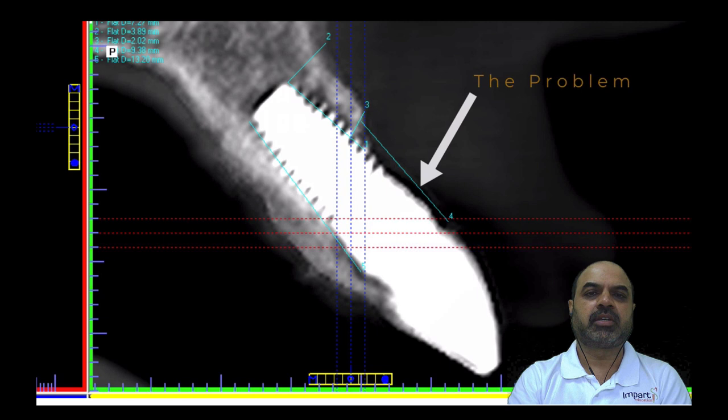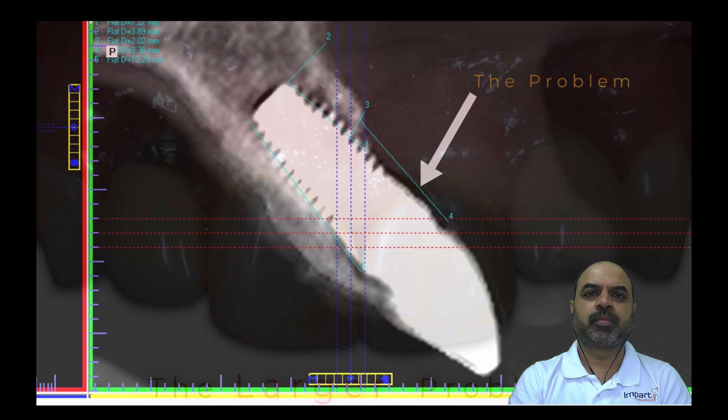Now, how often have we encountered this? We have seen some of our own cases where we have placed implants in the aesthetic zone in the past, and we happen to see the cone beam CT scans of those cases a few years down the line. We are quite alarmed to see almost no labial bone supporting that particular implant. And I think clinicians who have been practicing for several years would have noticed this in many of their follow-up cases.